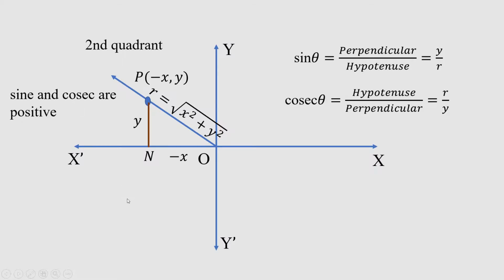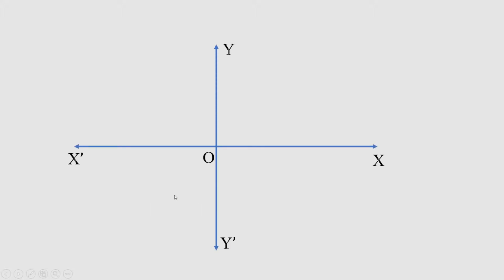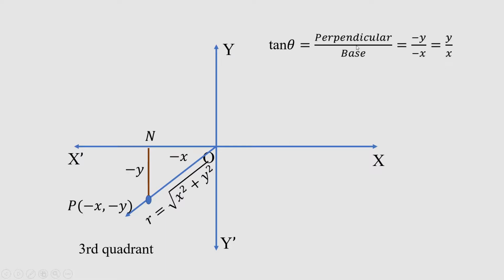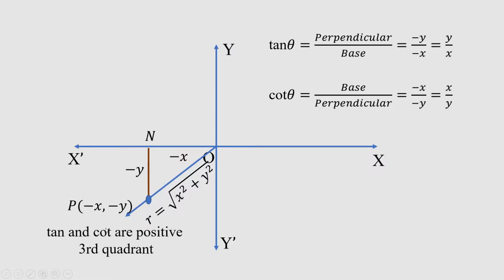So in the second quadrant, sine and cosec are positive, others are negative. Okay, similarly in the third quadrant, tan and cot are positive, others are negative here. Because base and perpendicular both are negative here, their ratio will be positive, and except these two, the other ratios will be negative here. So in the third quadrant, tan and cot are positive. Okay, clear?